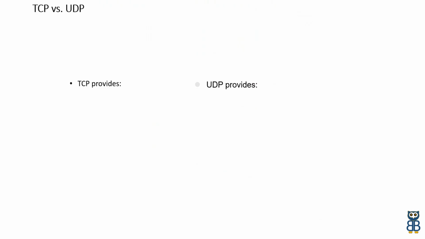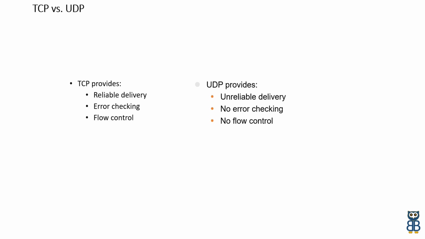Let me first explain the feature differences of the TCP and UDP protocols. It will be much easier for you to understand. The TCP protocol provides reliable delivery, however UDP does not provide reliable delivery. The TCP protocol performs error checking, however UDP does not perform error checking. The TCP protocol controls the data flow using the flow control mechanism. However, UDP does not have this mechanism. The TCP protocol performs congestion control. However, UDP does not have this mechanism.